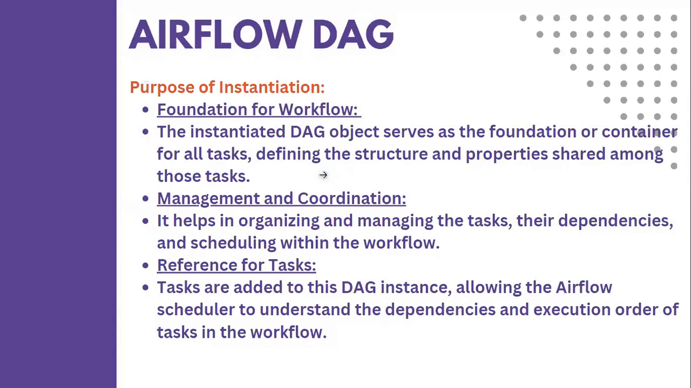The instantiation of the DAG object serves as the basic container for all the tasks. That means after this one only you will be defining all the tasks one by one. So defining the entire structure of the data pipeline and the properties that are shared among all the tasks, because afterwards of this DAG instantiation, we will define all the tasks.